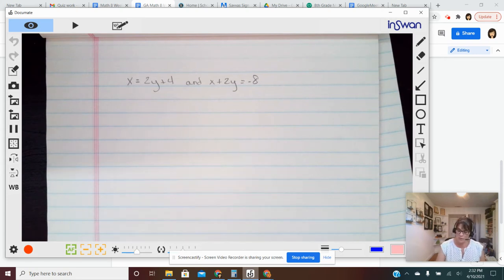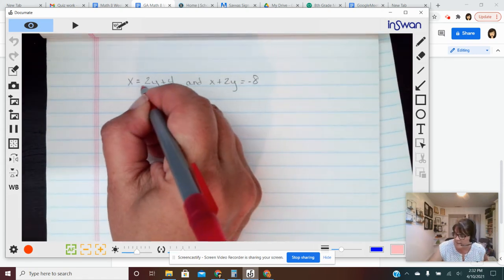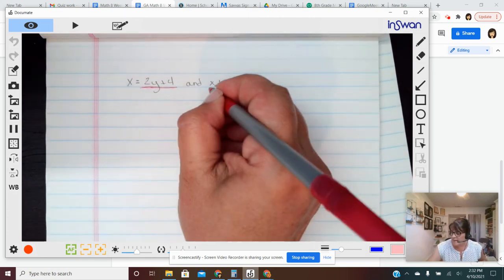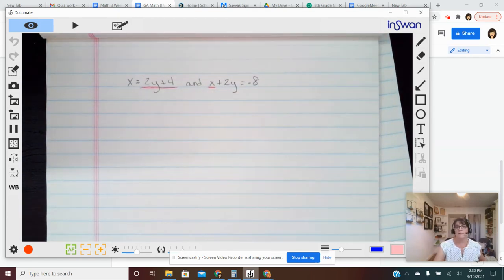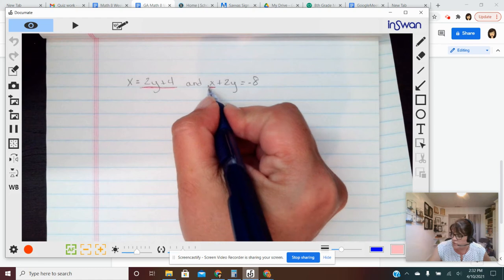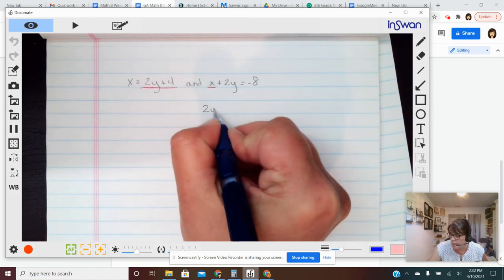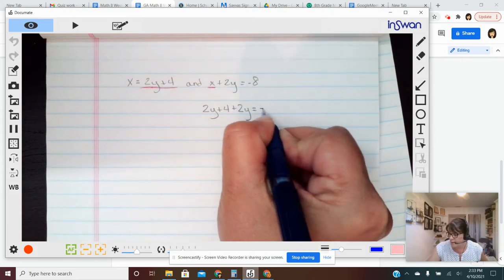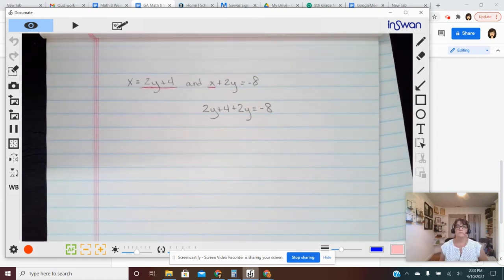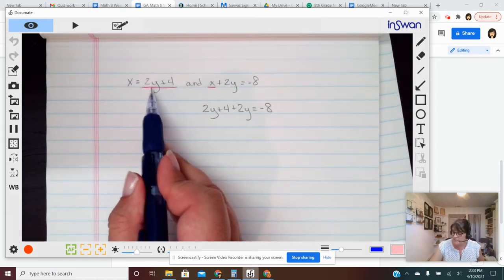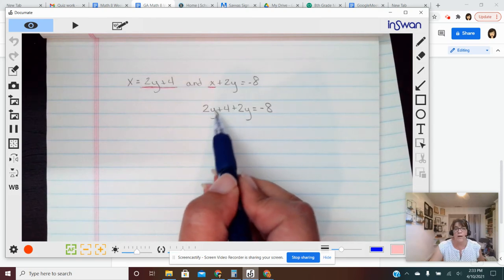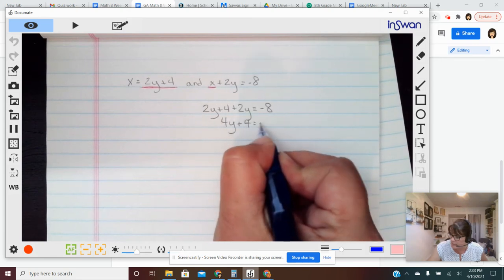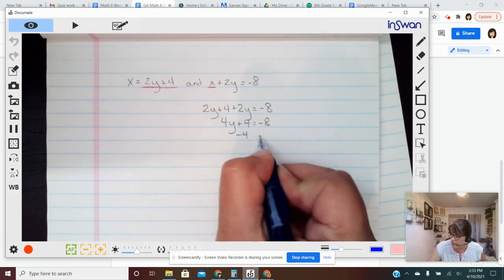Okay. So in this case, I know that x has a value. It's this expression right here. So I could take that expression and put it in instead of that x. So instead of x, I'm going to put in 2y plus 4 equals 2y, and it's still -8. Okay, all I did was substitute this expression in instead of y. And then I'm going to combine like terms.